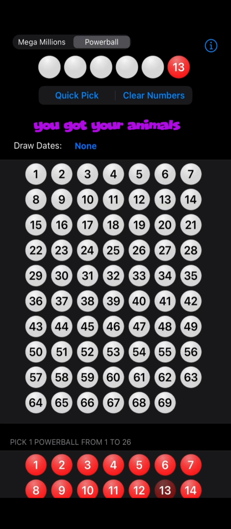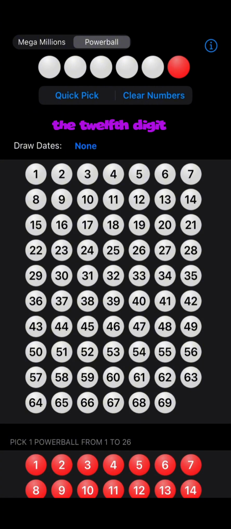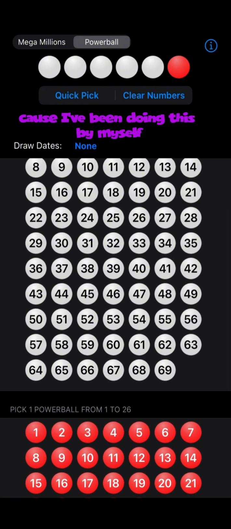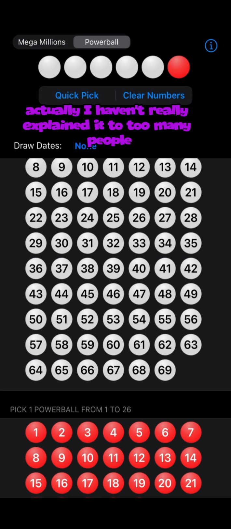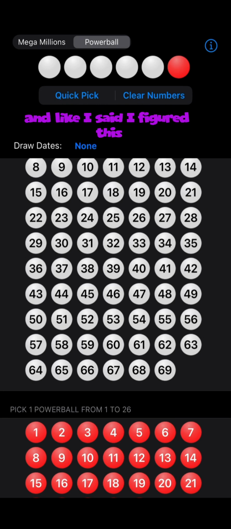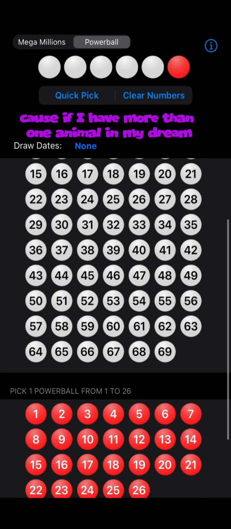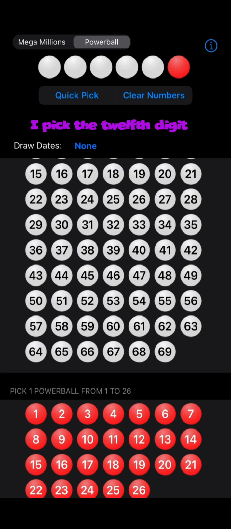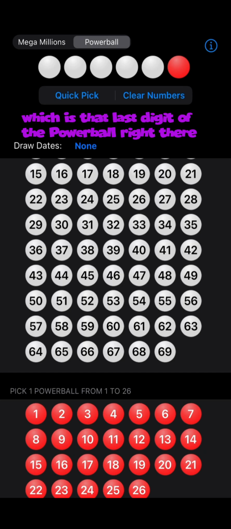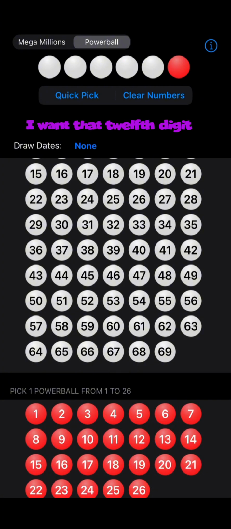You go to your animals, you pick your digit. I've been picking the 12th digit, because I've been doing this by myself, because I got no friends, no one wants to do this with me. Actually, I haven't really explained it to too many people, and like I said, I figured I need a team, so I can only do 1 digit at a time, because if I have more than 1 animal in my dream, I don't know what digit it's going for. So basically, I might pick the 12th digit, which is that last digit of the Powerball right there. And I say, alright, that's the one I focus on. I want that 12th digit.